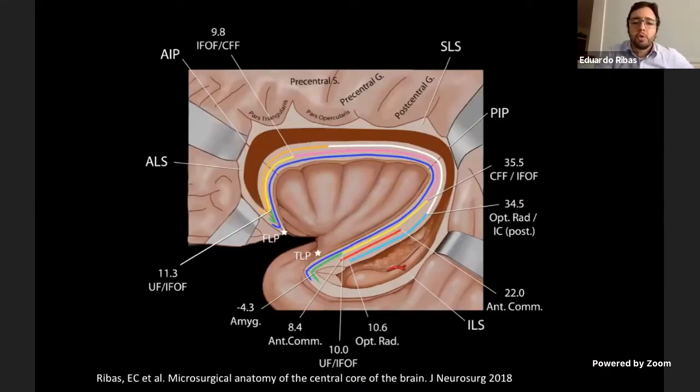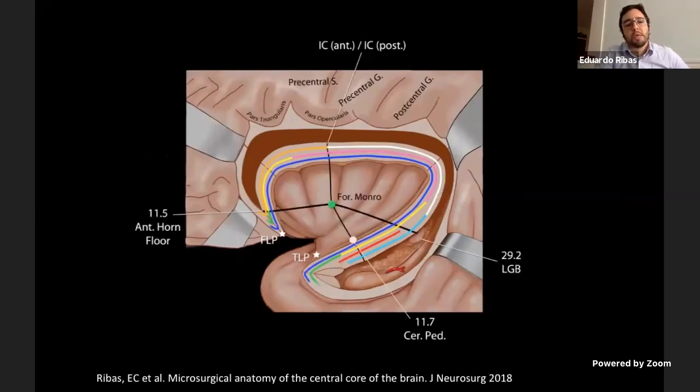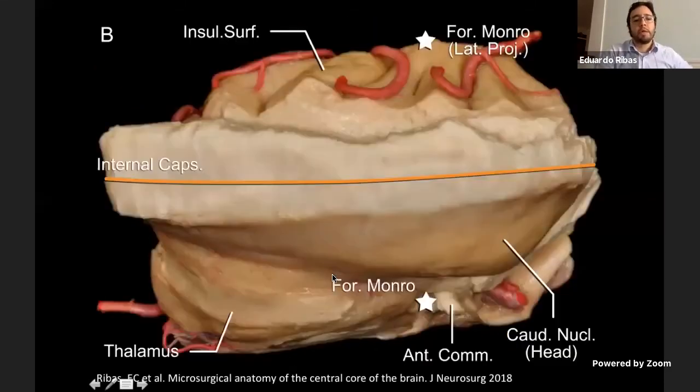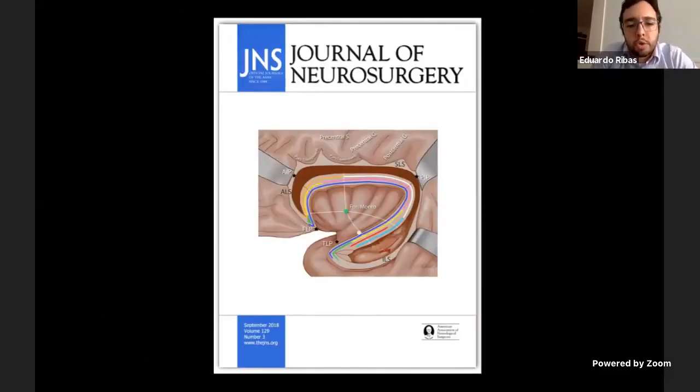I did research using the position of those fibers deep inside this region, and understanding the position of those fibers, we suggested a subdivision of this region into quadrants and proposed how to stimulate and how to understand each quadrant: which quadrant harbors which fibers, which quadrant is more eloquent, which fibers can be worked more freely. And if you look for our publication in the Journal of Neurosurgery, you can understand further these quadrants and how this region can be anatomically understood.